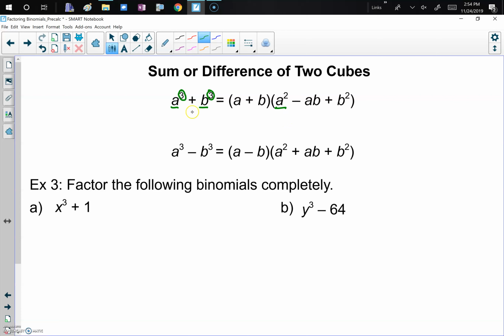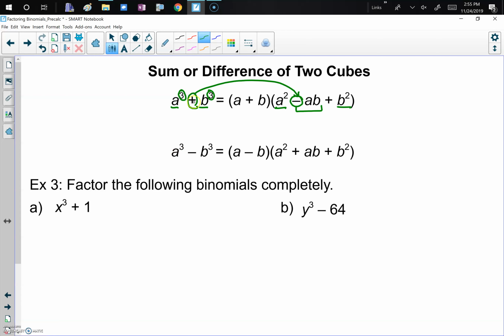So the first term of the trinomial is our first base, this a, raised to a power 2. The last term is our last term, b, being raised to power 2. And then the middle term is our two bases, a and b multiplied. But we have to make sure whatever sign we have in our original statement, the sign for this middle term needs to be the opposite. So if you notice, this plus got changed into a minus right there.